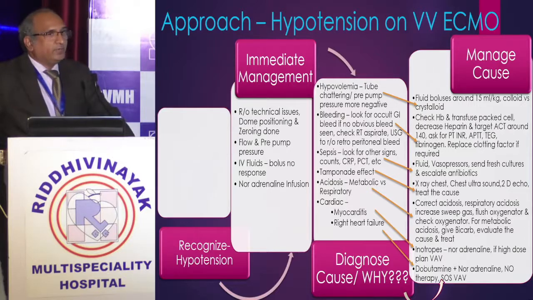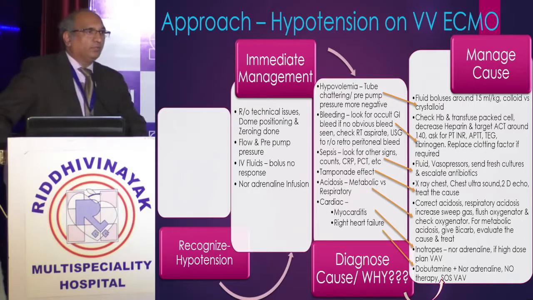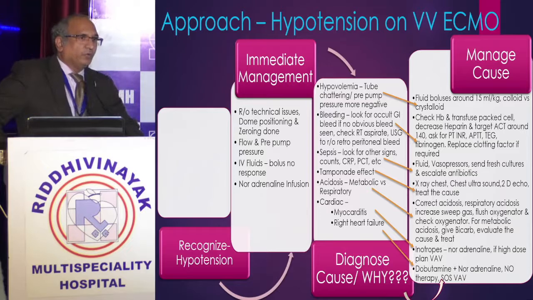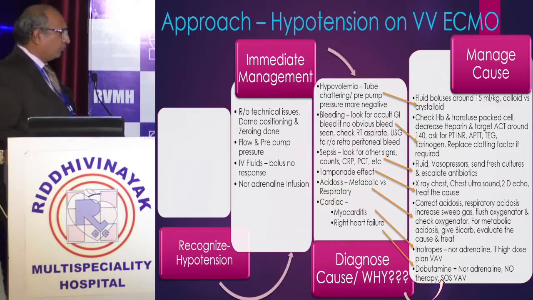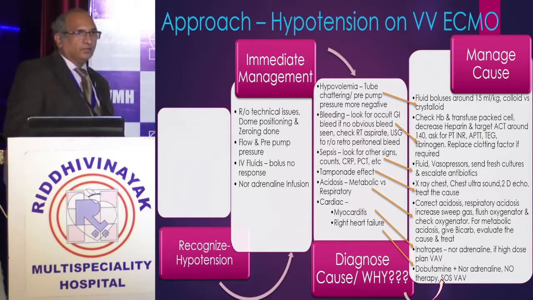Another possibility, if the patient is on prolonged ECMO, say more than 20 or 25 days of ECMO, you cannot rule out right heart failure. Right heart failure can be the cause because of a low output state. What you need to do is give dobutamine, noradrenaline, and if not responding, nitric oxide. If still not responding, then VAV ECMO.